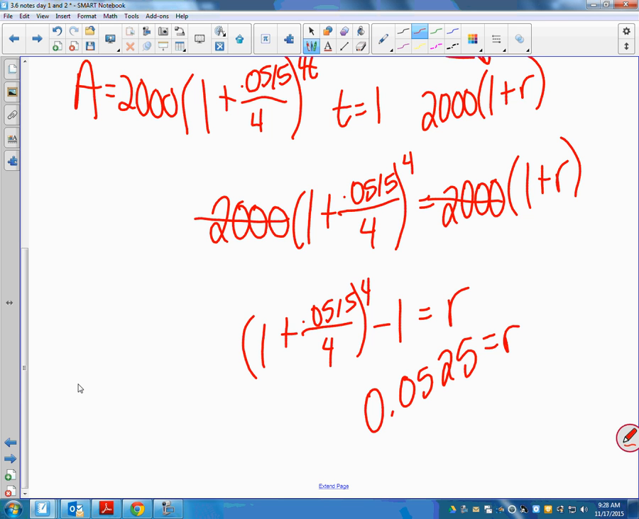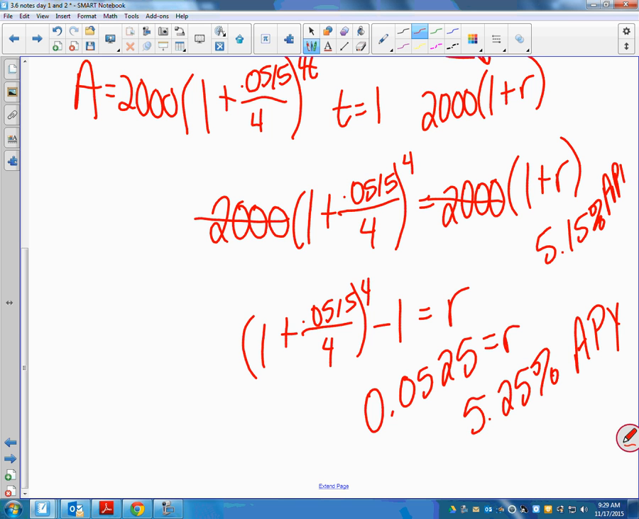I got something here about 2.5, which means 5.25% is the APY, when 5.15% is the APR. So think about what companies might give you one over the other.